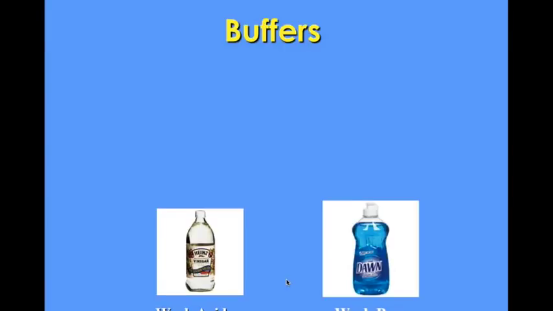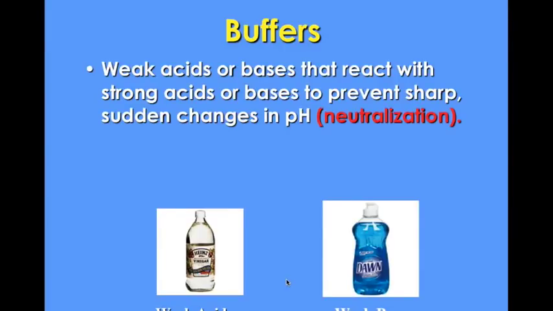Then we have buffers. Buffers are weak acids or bases that react with strong acids or bases to prevent sharp, sudden changes in pH, the neutralization. Just like what I told you about what Johnson & Johnson does with the shampoo, they have to put a buffer in it to neutralize it, to bring it to around a 7, so that when the shampoo gets in your eyes, it doesn't burn. Adult shampoos don't have that because they assume that most adults will know to close their eyes when using shampoo. So a weak acid would be vinegar, a weak base would be like Dawn dishwashing soap.